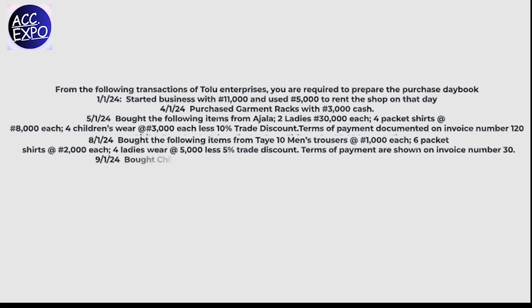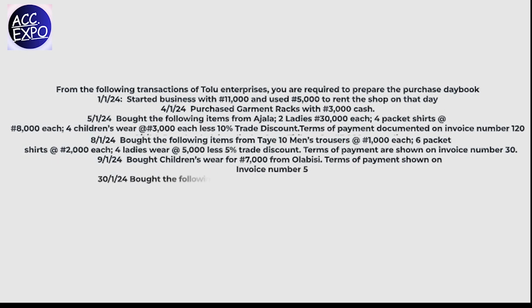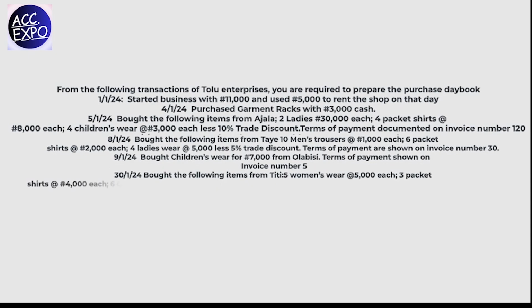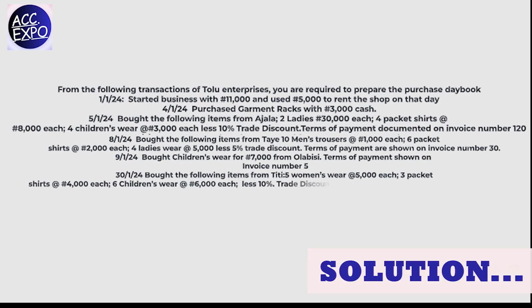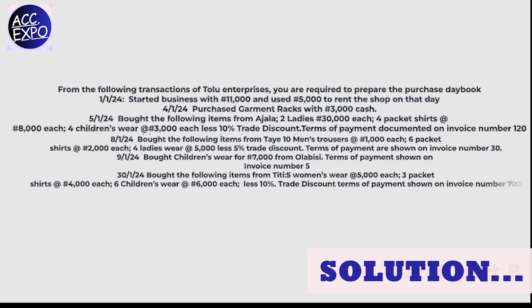The next transaction that took place was on the 9th of January when he bought children's wears, then the invoice number 5. Then the last transaction took place on the 30th of January when he bought the following items from Titi: 5 women's wears at 5,000 naira, 3 packet shirts at 4,000 naira each, 6 children's wear at 6,000 naira each, less 10% trade discount. Terms and condition of payment shown on invoice number 700.